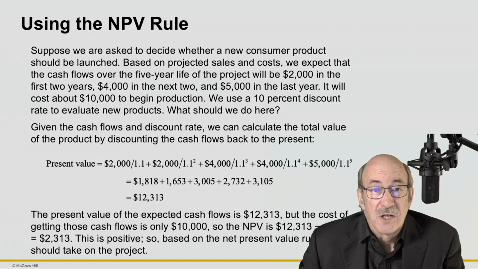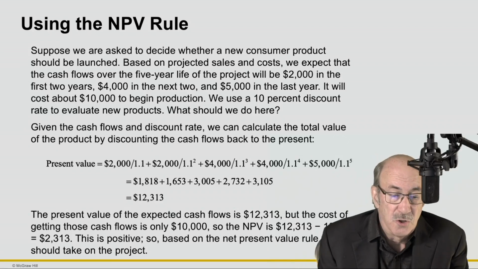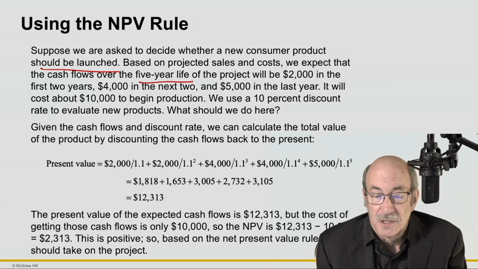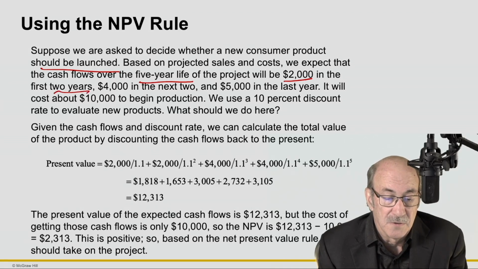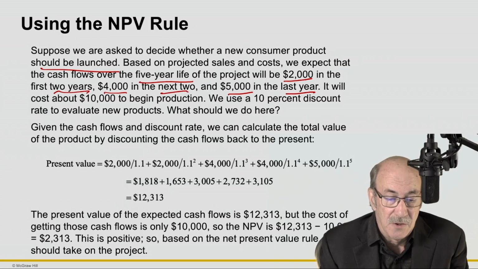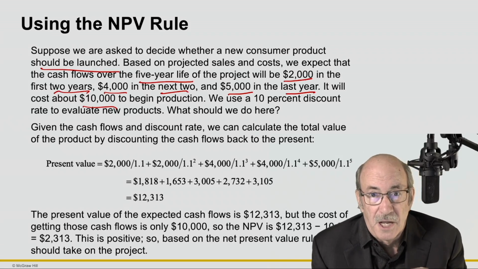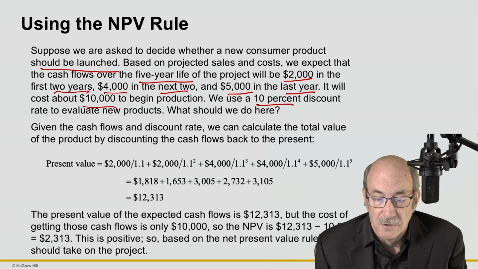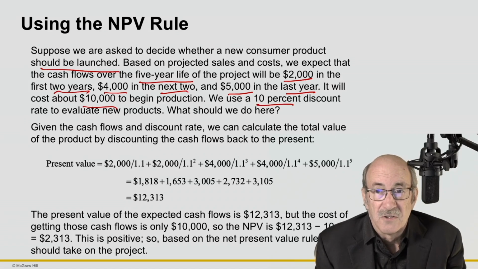So here's another example using the NPV rule to value a project. This particular project is a new consumer product to be launched soon, and they have projected a 5-year life of the project, and there will be $2,000 for the first 2 years, $4,000 for the next 2, and $5,000 during the last year of the project. And the cost of this project is $10,000 at time zero, now, today. And the discount rate that we are told is appropriate to use is 10%.